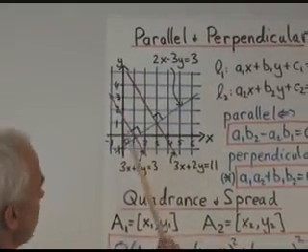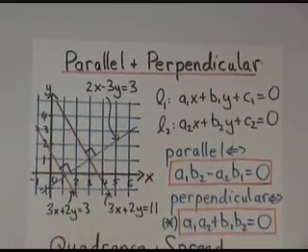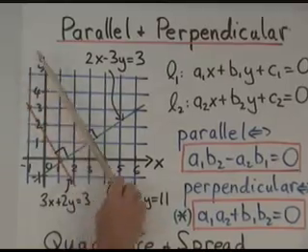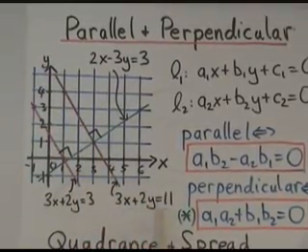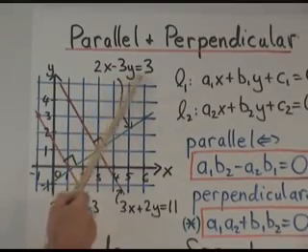So here's some examples first. That's an equation of a line. It has that equation, 3x plus 2y equals 3. This one here, which is parallel to this one, is 3x plus 2y equals 11. And here's a perpendicular line, which is 2x minus 3y equals 3.